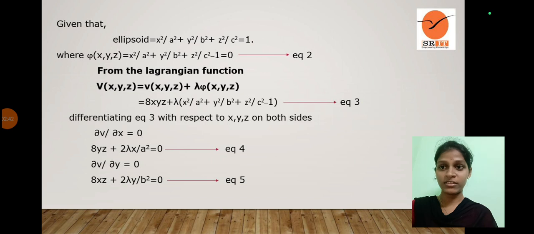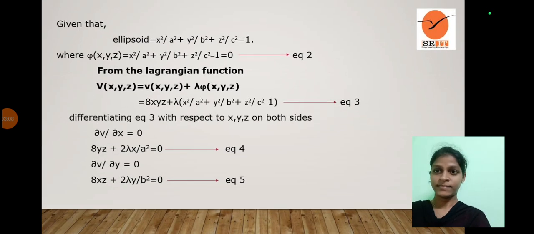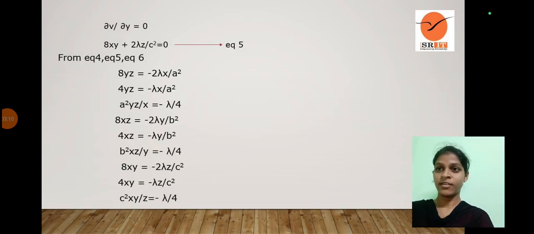Differentiating equation 3 with respect to x, y and z on both sides. Dou V by dou x equals 0: 8yz plus 2 lambda x by a square equals 0. Consider this as equation 4. Dou V by dou y equals 0: 8xz plus 2 lambda y by b square equals 0. This is equation 5. Dou V by dou z equals 0: 8xy plus 2 lambda z by c square equals 0. This is equation 6.